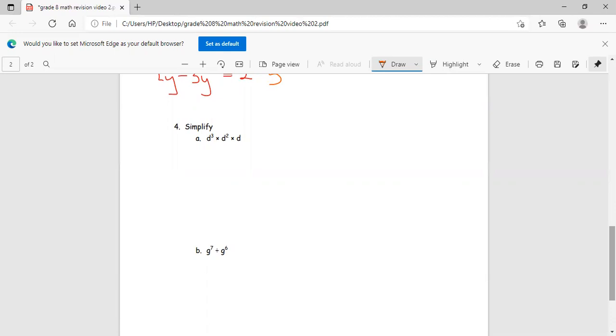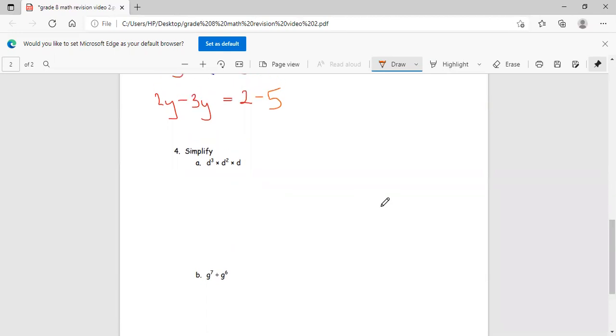Now, this is indices. D power 3 multiply D power 2 multiply D. Anytime you have only a single base like this, the power is 1. Are you following? If I write just x, it is the same thing as x power 1. Even if I don't put 1 here, it is 1. Are you following? So how do I do this?